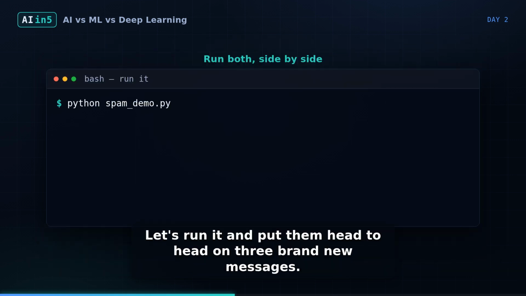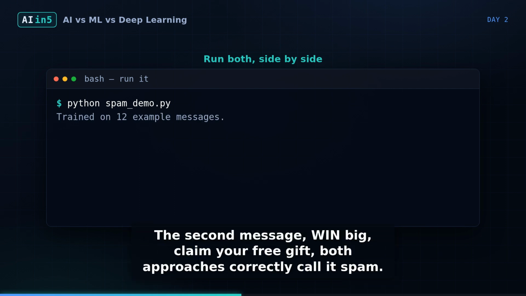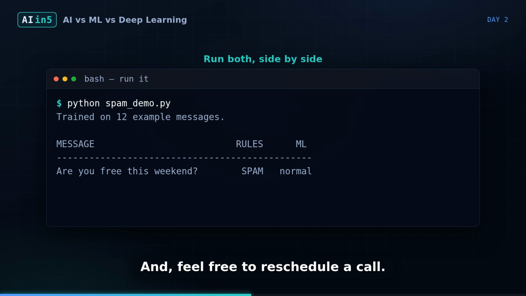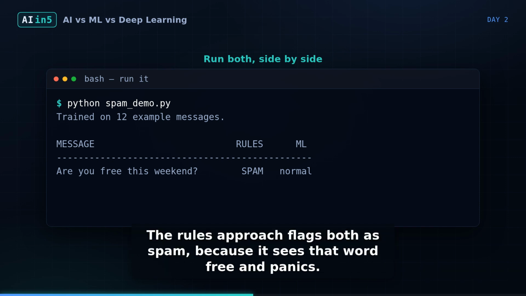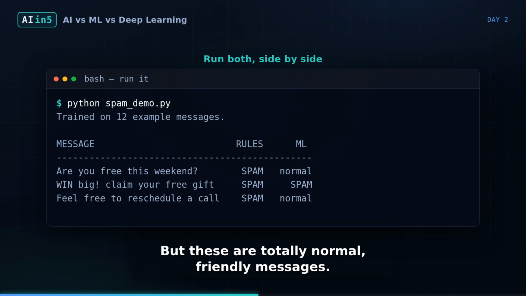Let's run it and put them head to head on 3 brand new messages. Look closely at this. The second message, win big, claim your free gift, both approaches correctly call it spam. Great. But look at the other 2. Are you free this weekend? And feel free to reschedule a call. The rules approach flags both as spam because it sees that word free and panics. But these are totally normal, friendly messages.